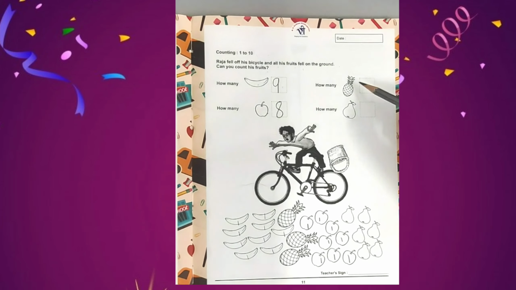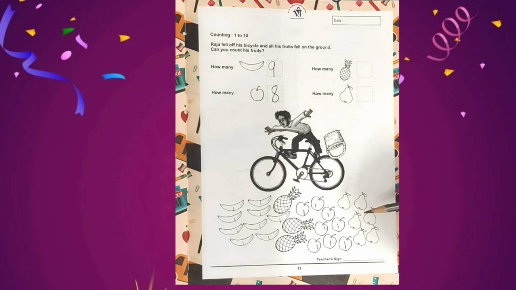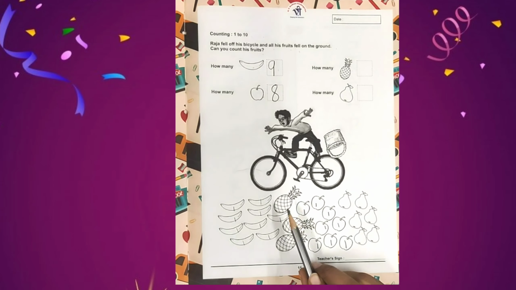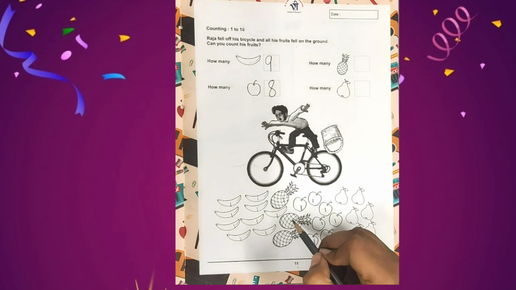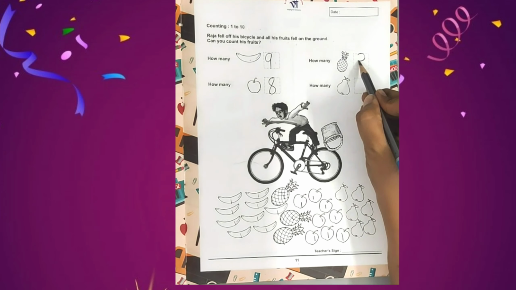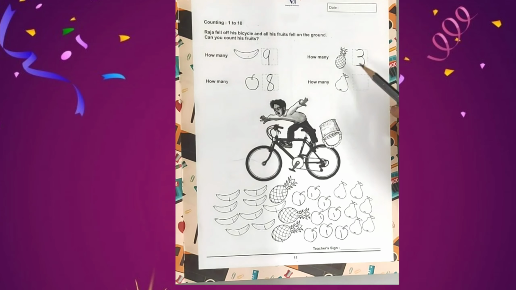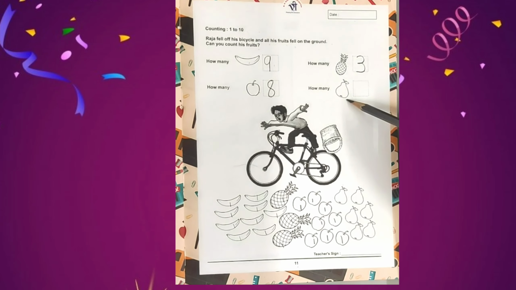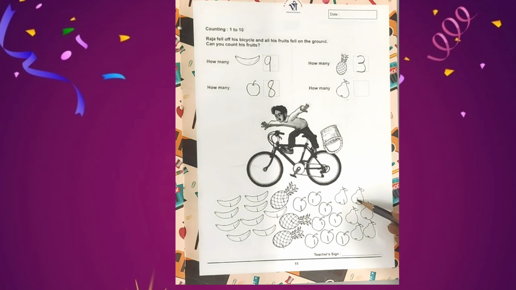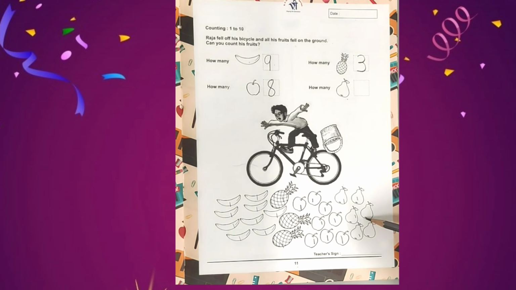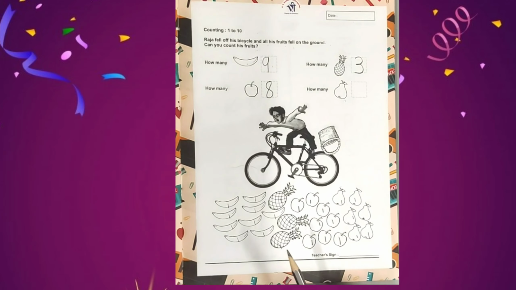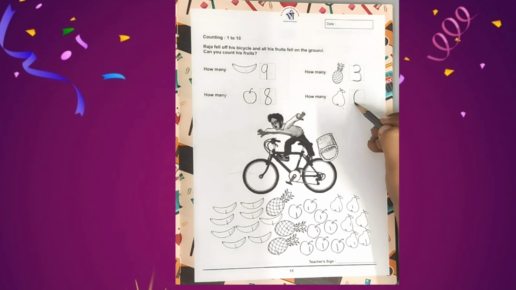Next fruit is pineapple. Okay, where are the pineapples? Here, here, and here it is. Count. 1, 2, 3. Number 3. Now, our next fruit is pear. So, we have to count 1, 2, 3, 4, 5, 6. Anywhere? No. So, write number 6.